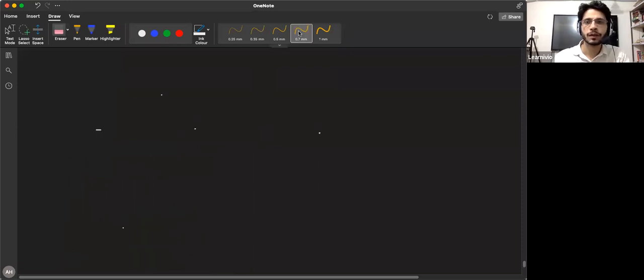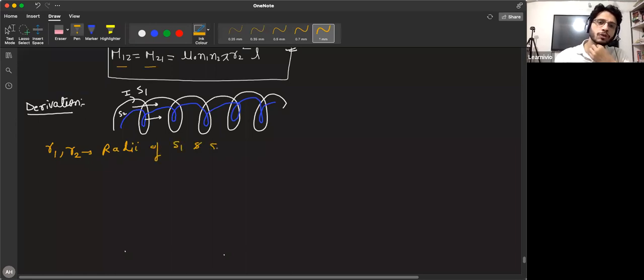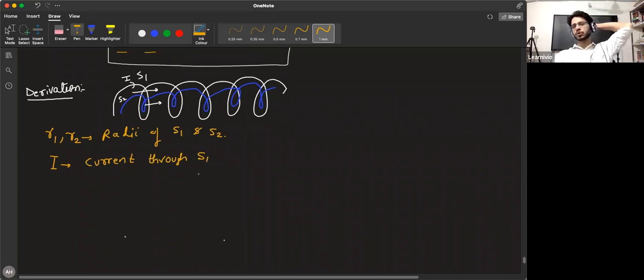Okay, let's start the calculation. The current is passing through solenoid 1. Let's define some parameters. R1 and R2 are the radii of solenoid S1 and solenoid S2. I is the current through S1. The current passing through solenoid S1 is I.